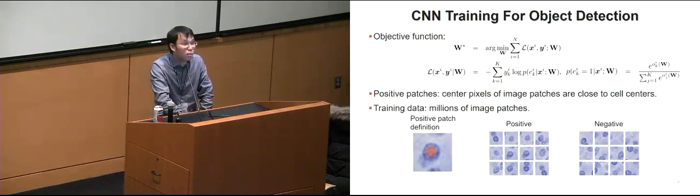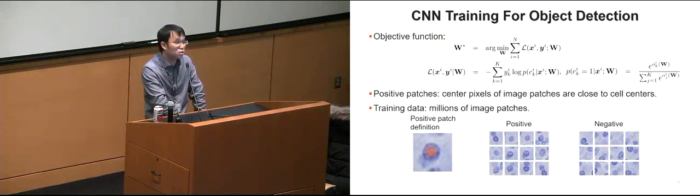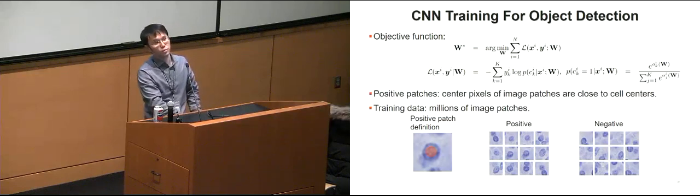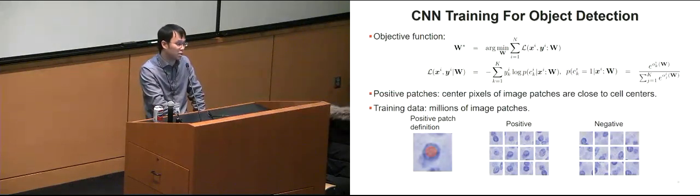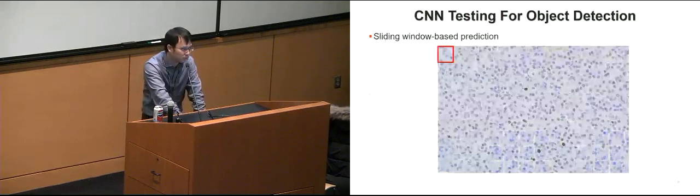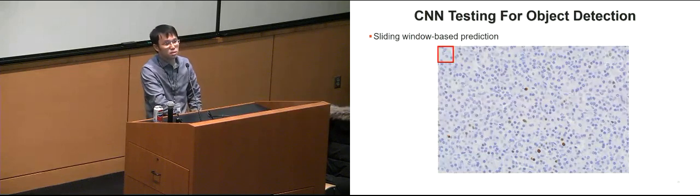In total, we generate about 2.3 million patches for the model training, and it takes about 2 days using a GPU to train this model. After we train this model, you can deliver it to the user for object detection in the testing image data. For example, for these images, this image was never seen in the training stage.